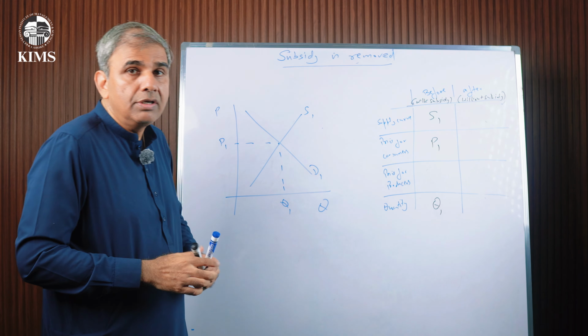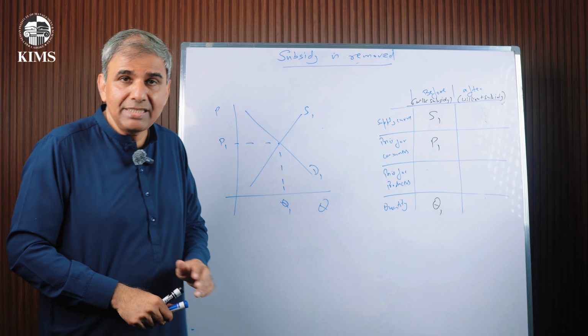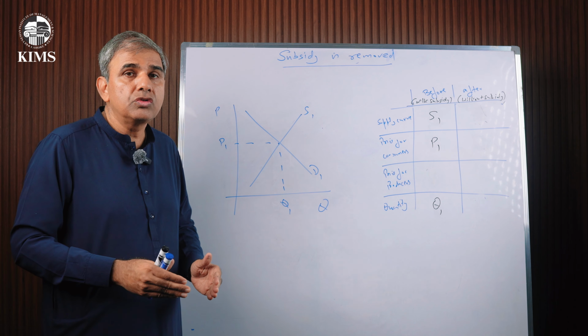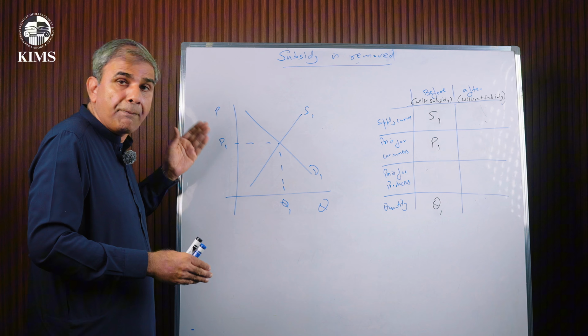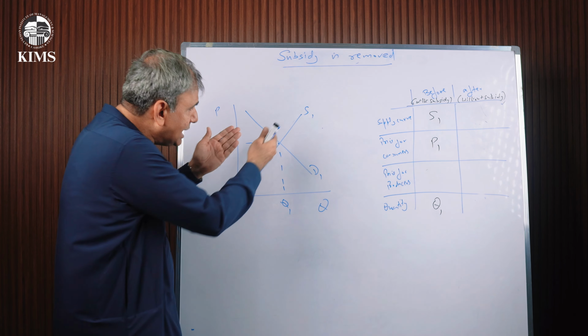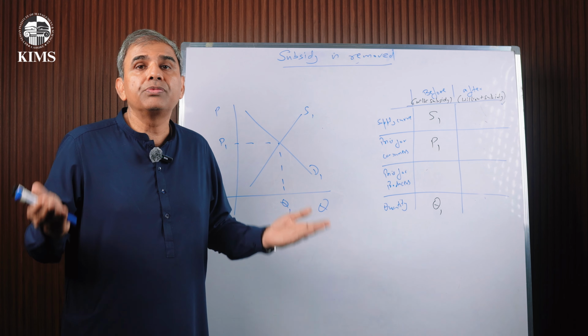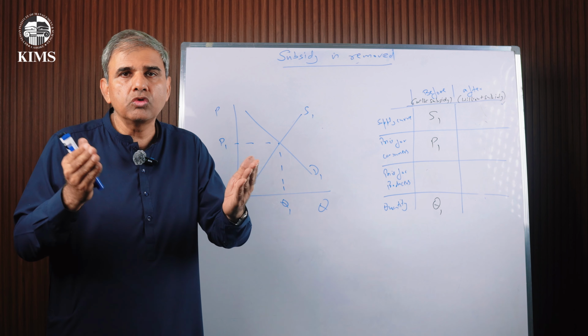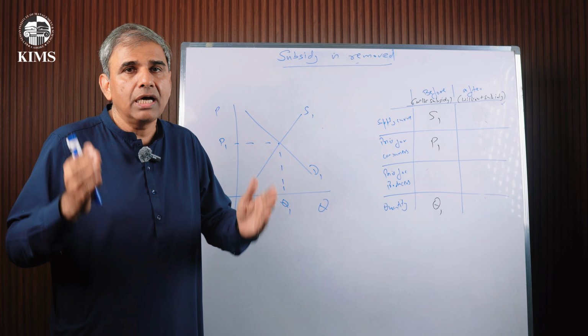So we have left one area blank intentionally, and that is price for the producers. Because price for the producer would be this price plus the subsidy amount. But at the moment, we do not know what is the subsidy amount. Subsidy amount is the vertical distance between two supply curves. So we need to draw the other supply curve.